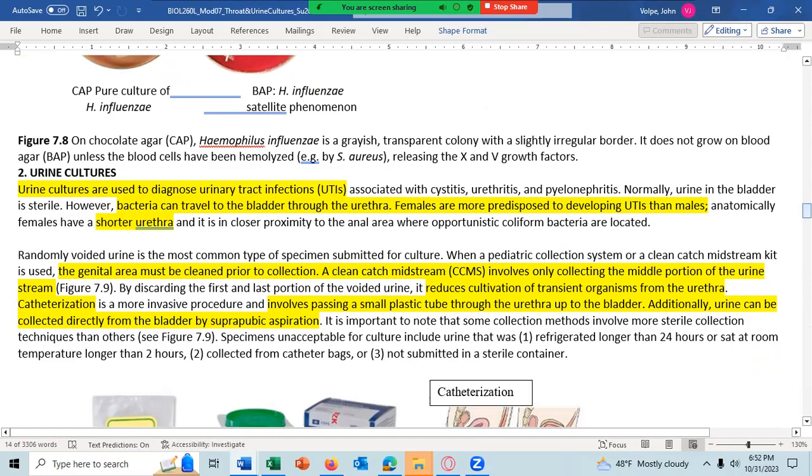All right. Urine cultures are used to diagnose urinary tract infections, or UTIs, which normally are more common in females than in males, simply because the urethra is shorter in females than in males. Bacteria can travel to the bladder through the urethra.